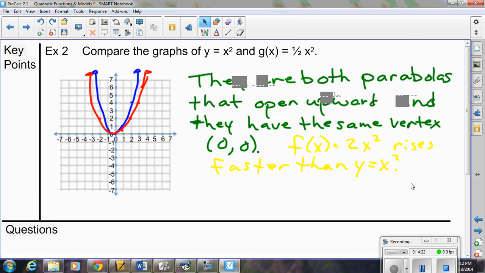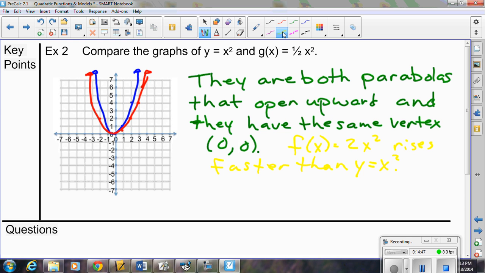But once again, they're both parabolas. They both open upward. They both have the same vertex of (0, 0). So it's kind of nice to simply say all the stuff in green is still the same. But in the yellow, not so much anymore. f(x) = 2x² rose faster, but we don't have 2x².